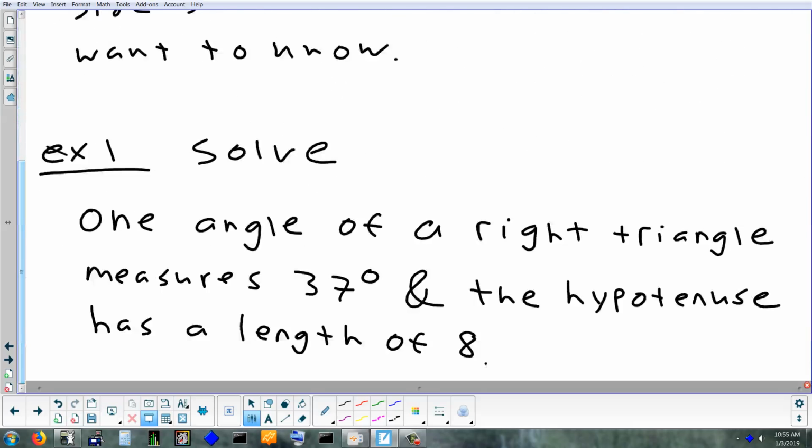So let's look at this one. Sometimes they'll do a sketch. Sometimes they'll actually just write out a description of the problem. This one, it's just a description. So it says 1 angle in a right triangle is 37 degrees, and the hypotenuse is 8. And the directions are to solve. So that means find the other angles, find the other sides.